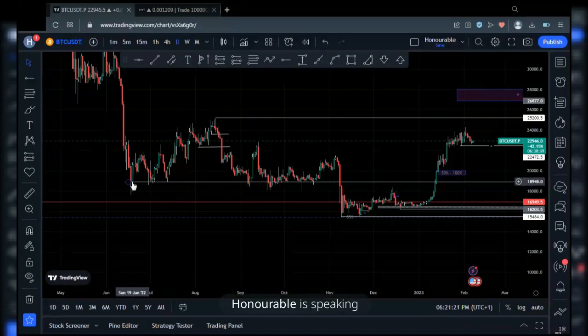So all you have to do is take your horizontal line and place it at the level. It's the same for a resistance level. You have to see the touches. Three touches.